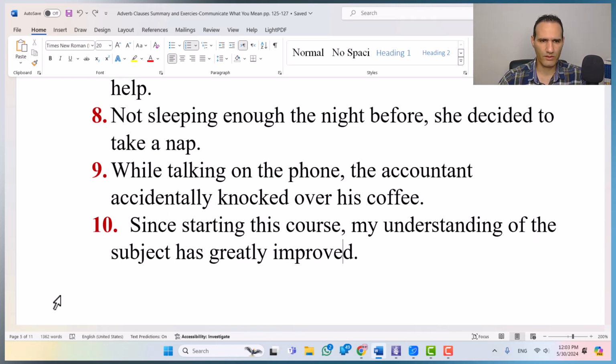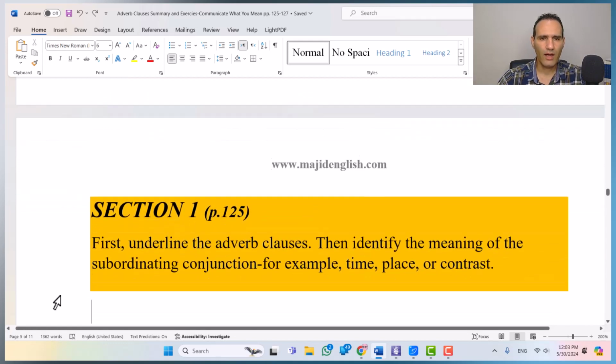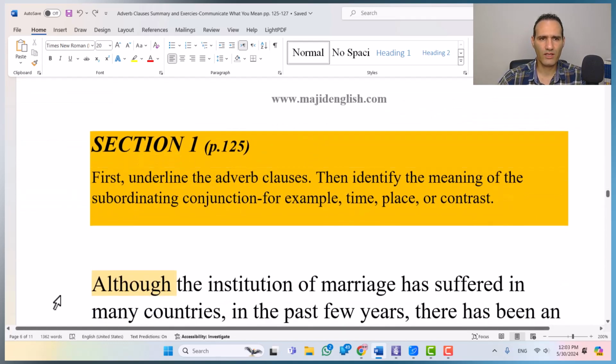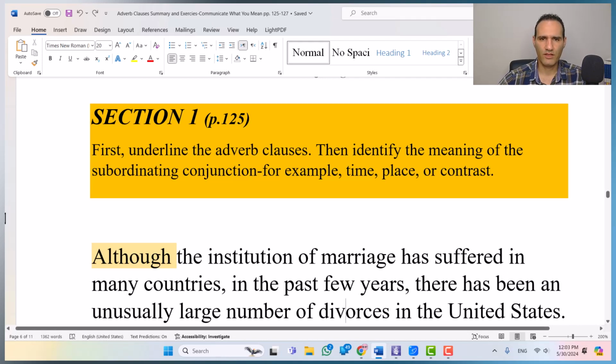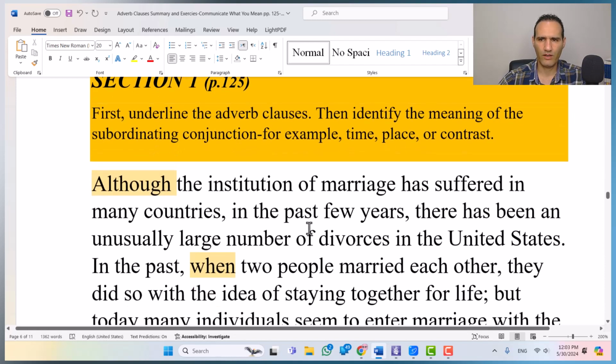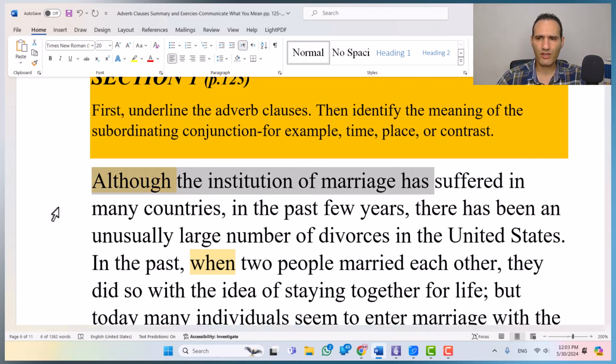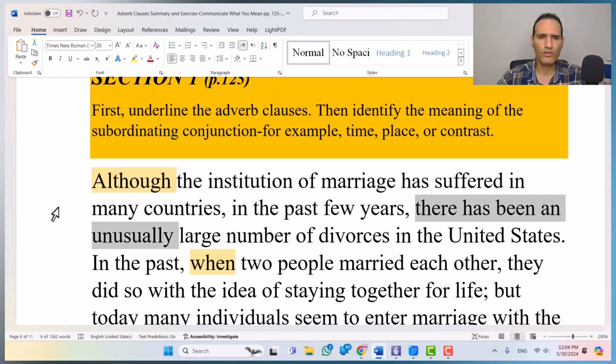Okay, so this is the story of reduced adverb clauses. And now, page 125, section 1. This exercise is not very difficult, but because it is in the book, we cover it. It says, first underline the adverb clauses, then identify the meaning of the subordinating conjunction. For example, time, place, contrast, or whatever. So, let's cover it. It says, although the institution of marriage has suffered in many countries, in the past few years, there has been an unusually large number of divorces in the United States.